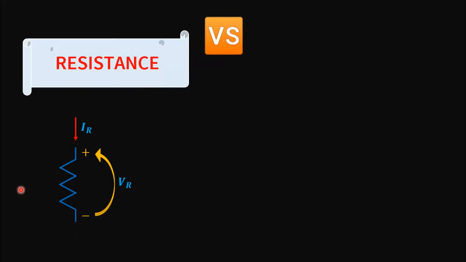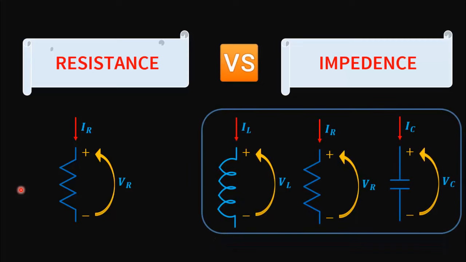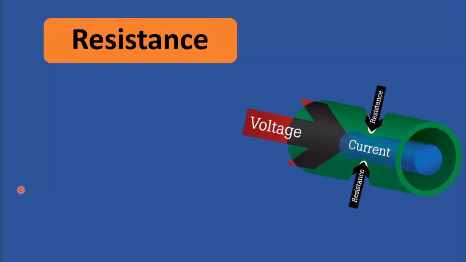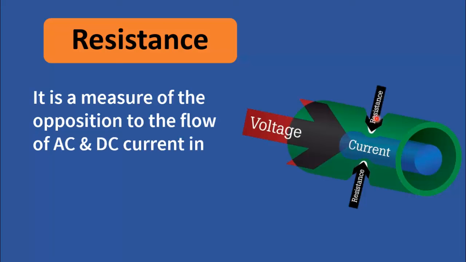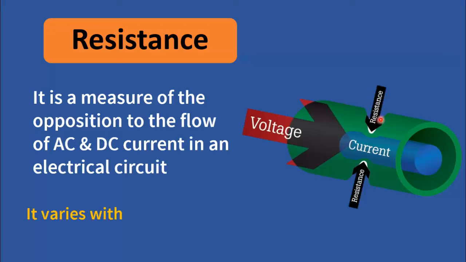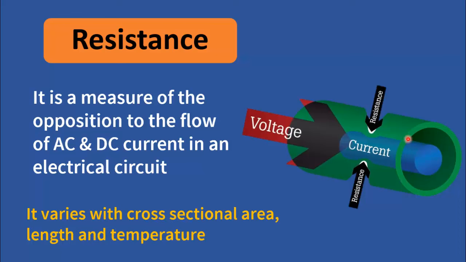In this tutorial, we will learn what is the difference between resistance and impedance? Resistance is a measure of the opposition to the flow of AC and DC current in an electrical circuit. Resistance varies with cross-sectional area, length and temperature of conductor.